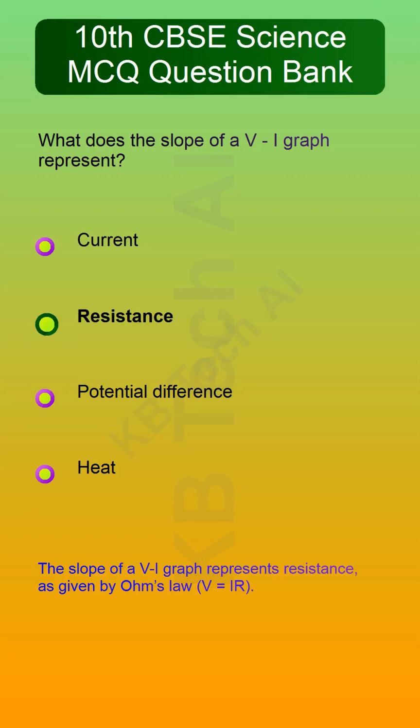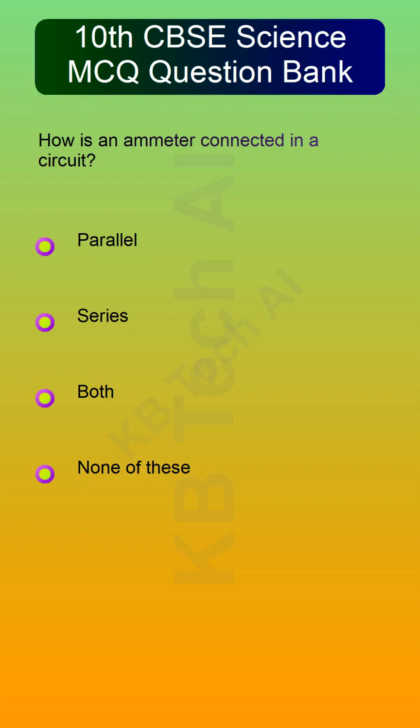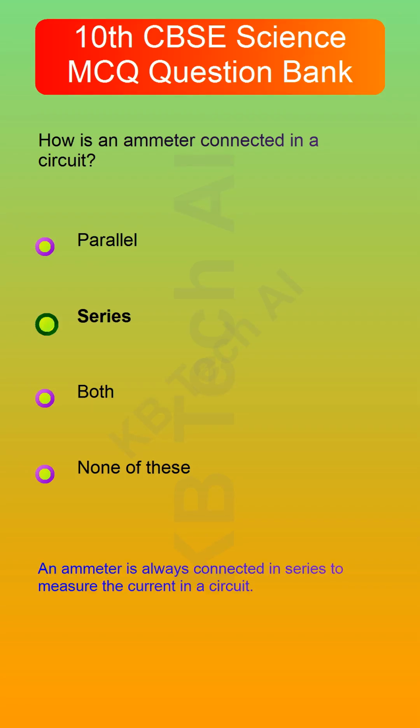The answer is, option 2, resistance. How is an ammeter connected in a circuit? Option 1, parallel, option 2, series, option 3, both, option 4, none of these. The answer is, option 2, series.